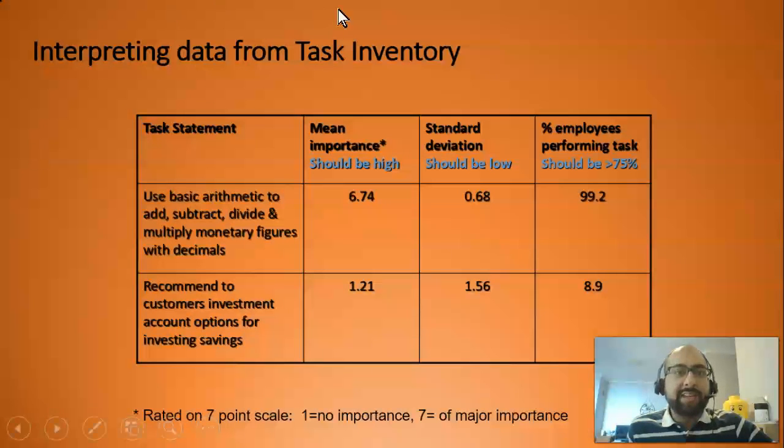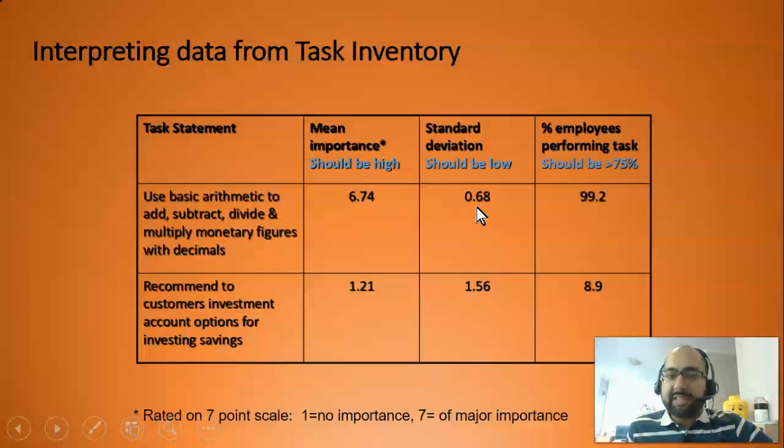So here we have some data from a task inventory for an accounting job. Use basic arithmetic to add, subtract, divide, and multiply monetary figures and decimals. On a 7-point scale from 1 to 7, where 7 is very important, of major importance, we have ratings here that the employees believe that this task has an importance of 6.74, very, very high.